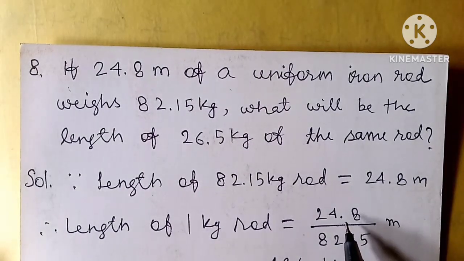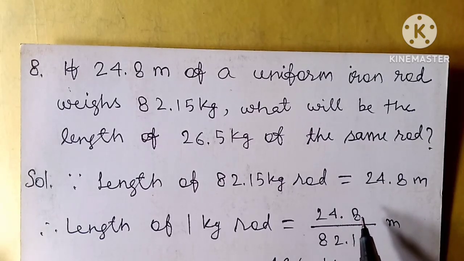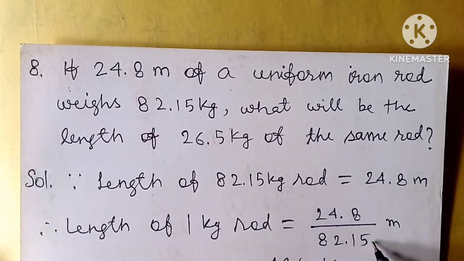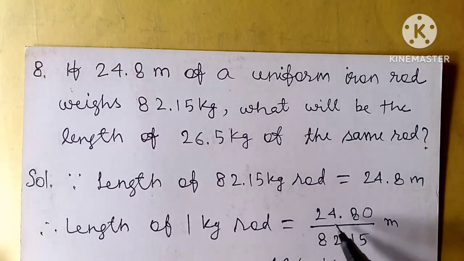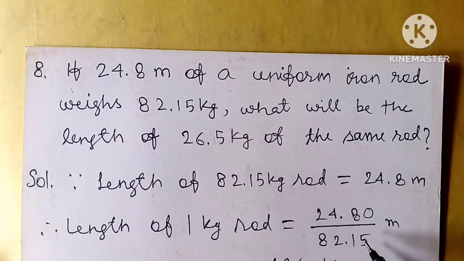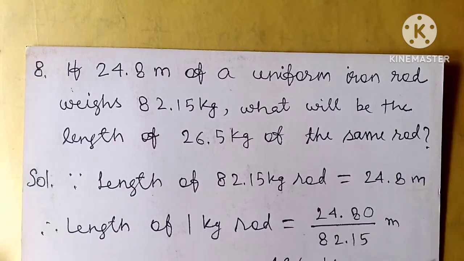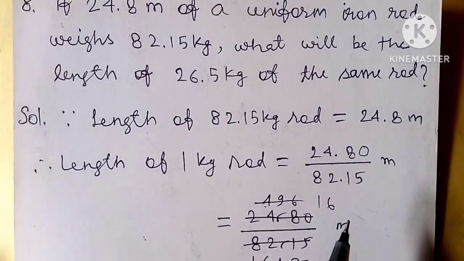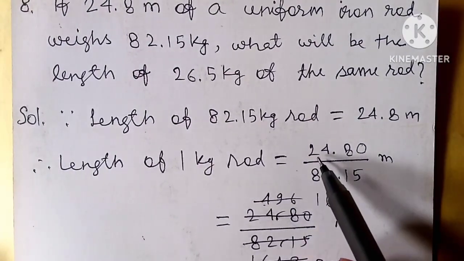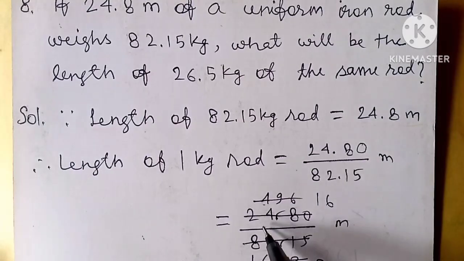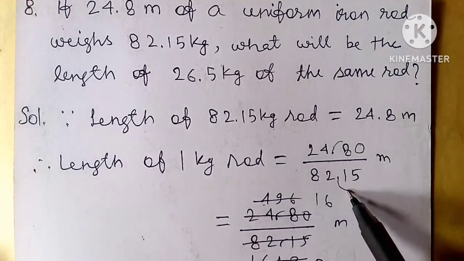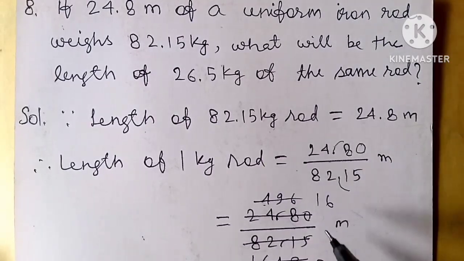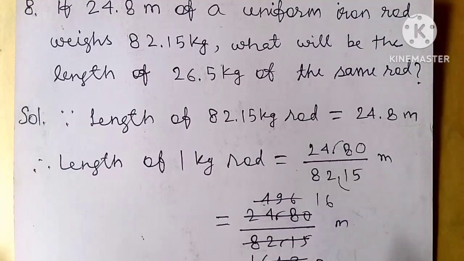Now we have to remove this decimal, and we can remove it only when both have the same number of decimal places. Below we have two decimal places, so put one more zero so that both numerator and denominator have the same number of places. So it will be 2480. Now we can cancel this decimal. So we have 2480 and 8215.